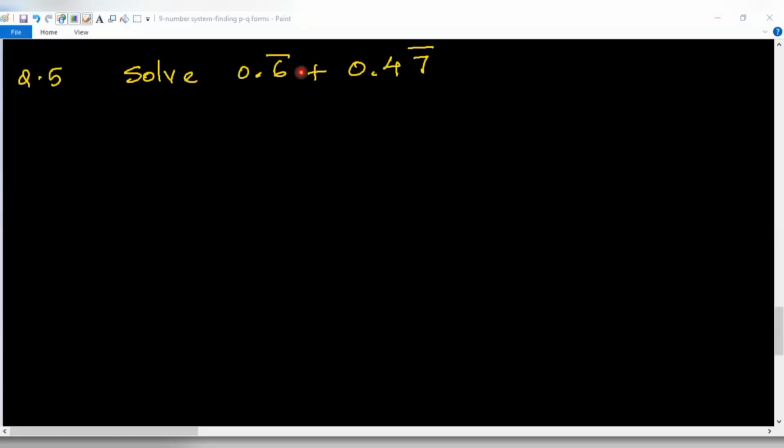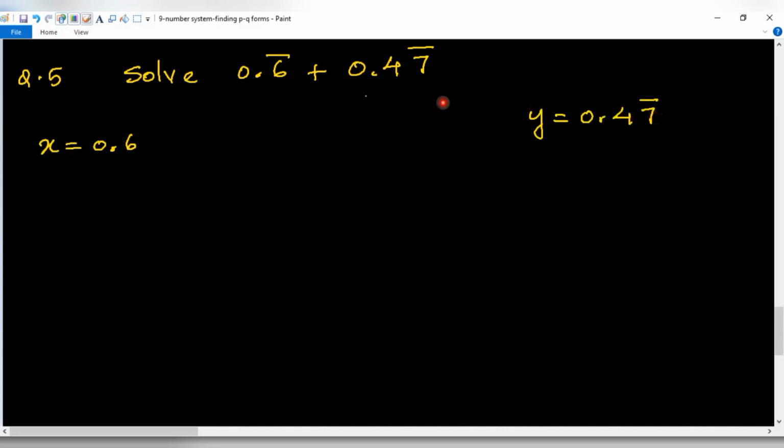This is the last question of our video. See, the question is: solve 0.6 bar plus 0.47 bar. Actually we are going to add two decimal numbers which are non-terminating and repeating. So first we have to convert them into p by q form. So let us take x as 0.6 bar and y as 0.47 bar. That bar is on that 7.